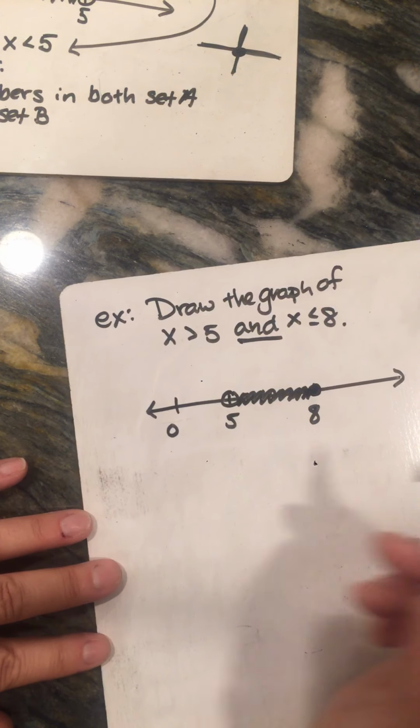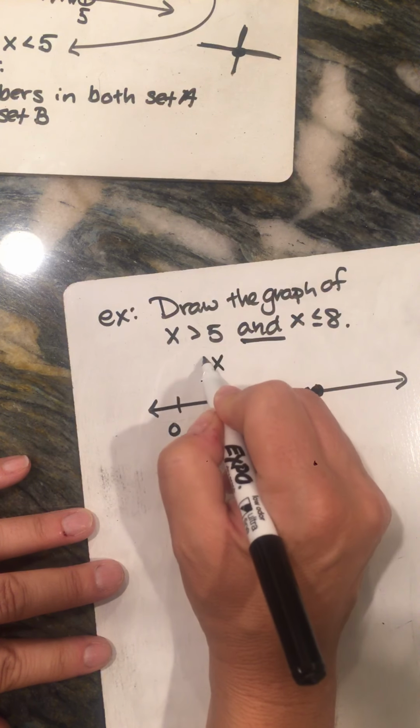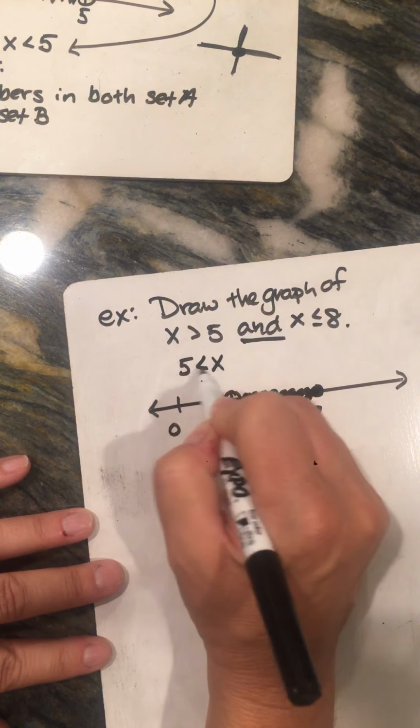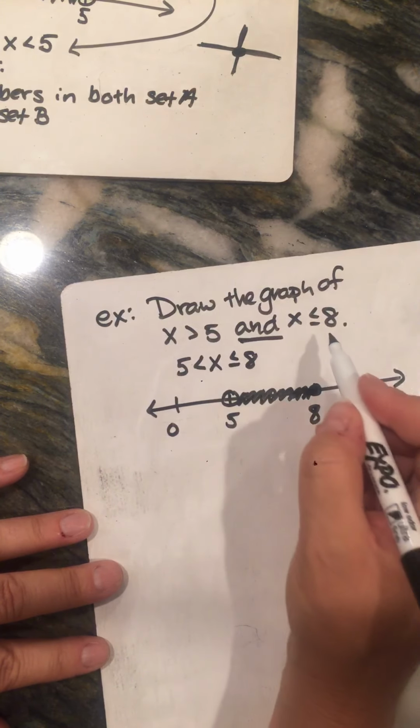All right. And then we could also write our inequality as x, and then we've got greater than 5, but less than or equal to 8. That's another way of writing the same compound inequality.